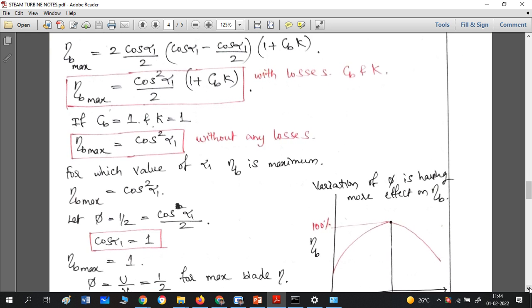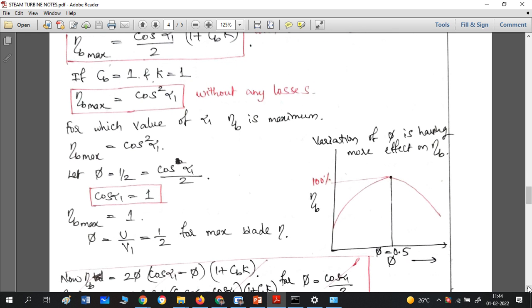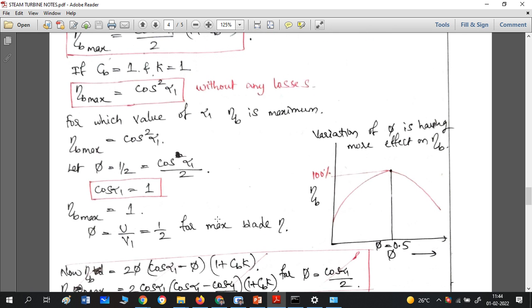Now, for which alpha 1 will the maximum efficiency be maximum? You can see in the diagram here, if the speed ratio phi is half, as we have seen in the Pelton turbine, it is the same. In the Pelton turbine also we have seen that the velocity of the steam should be double the velocity of the blade, or the blade velocity should be half of the steam or water velocity. Then only the blade efficiency will be maximum.